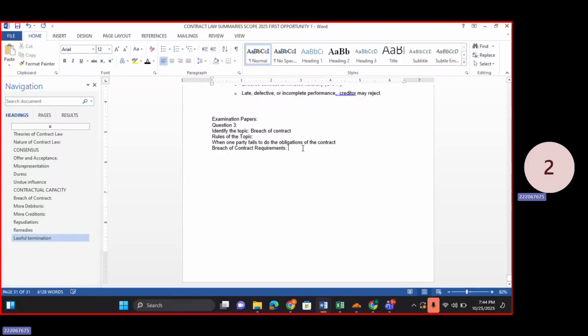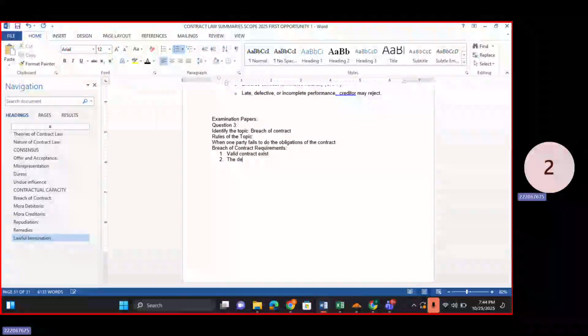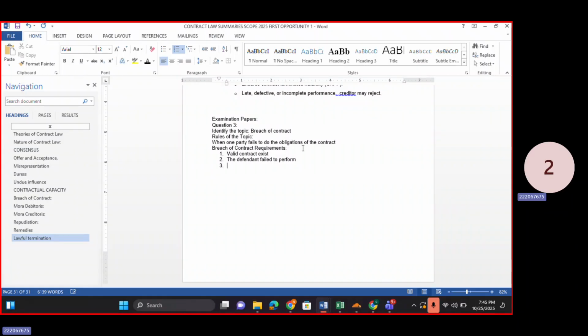The requirements are as follows. First, a valid contract exists. That's number 1. Number 2, the defendant failed to perform. And then lastly, the aggrieved party performed or is in a position to perform.